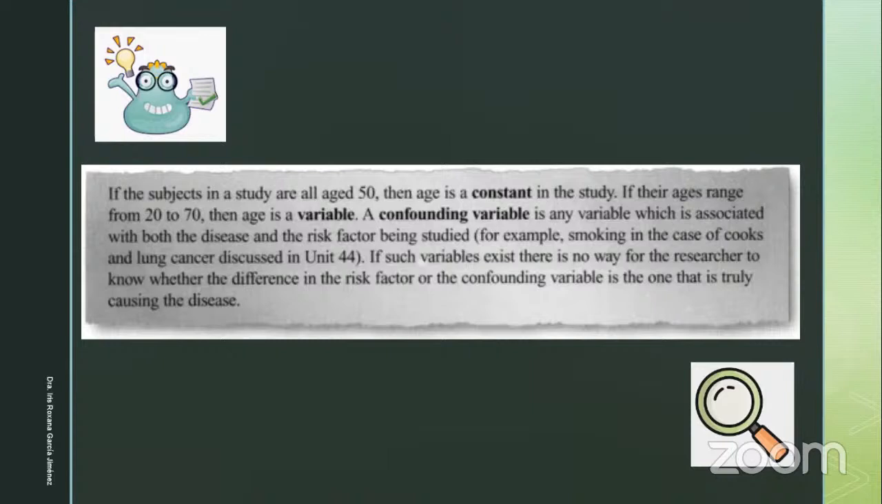If such variables exist, there is no way for the researcher to know whether the difference in the risk factor or the confounding variable is the one that is truly causing the disease. We cannot say that just one variable is the cause of one specific situation. We have the obligation, we must look for all the possibilities and all the variables, for not making a bias, for not losing information.